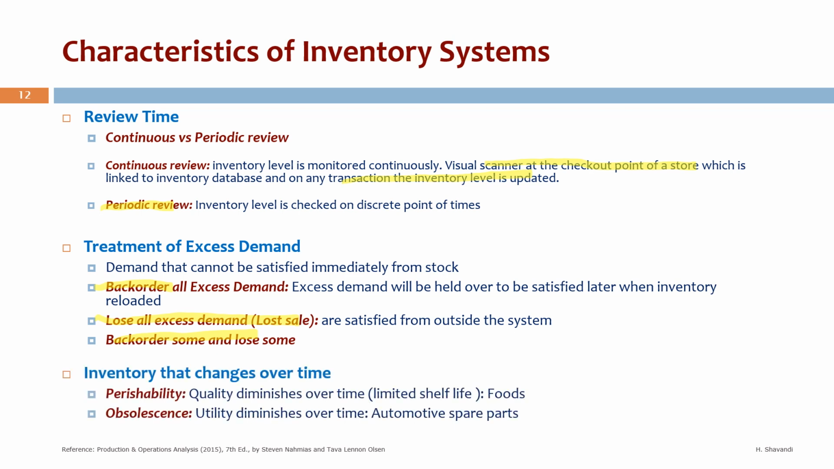And inventory can change over time. We do have these two assumptions here. Perishability: the quality of the goods can diminish over time. So in this case, we do have limited shelf time, like for foods, right? Or obsolescence: the utility of the goods can diminish over time. For example, for automotive spare parts, when we do have new models, all the old models will have less demand in the future. Okay.